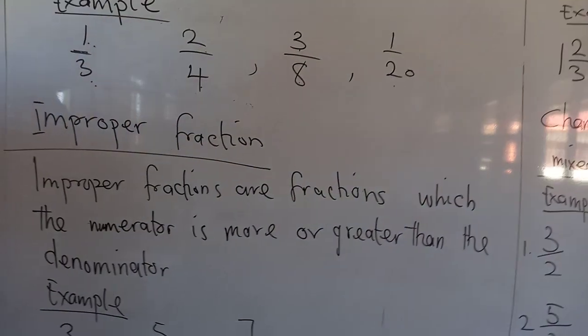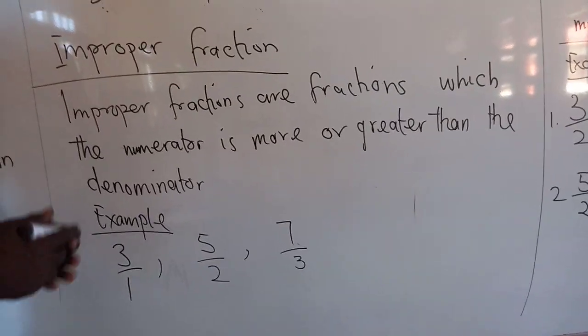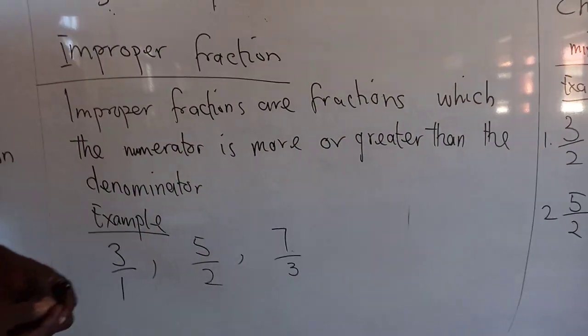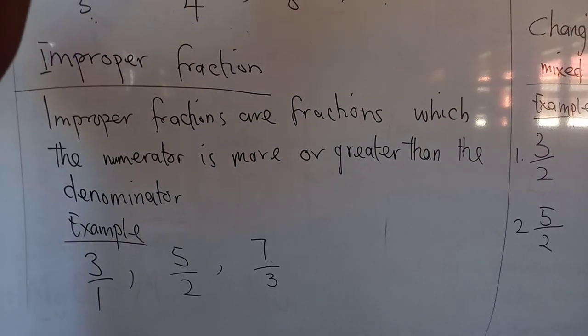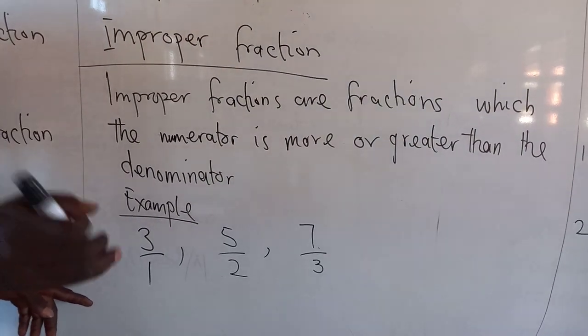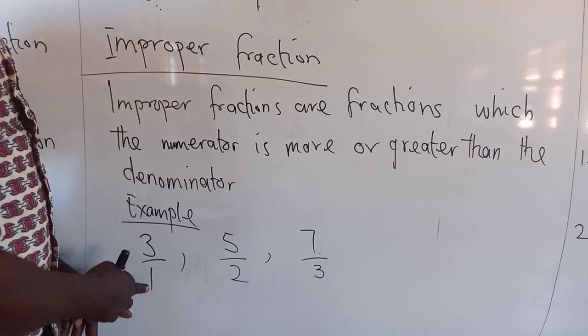Now, example, 3 out of 1. The numerator is what? Bigger. It's like a small boy carrying a big load. You see that? You can't even carry it. That's improper. So 3 out of 1 is an example.